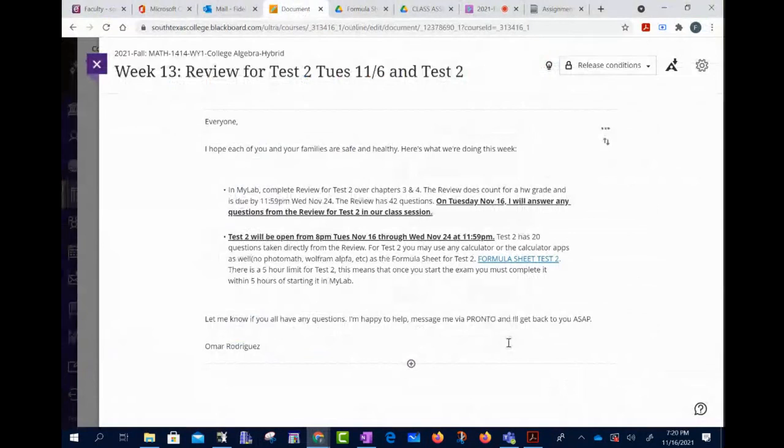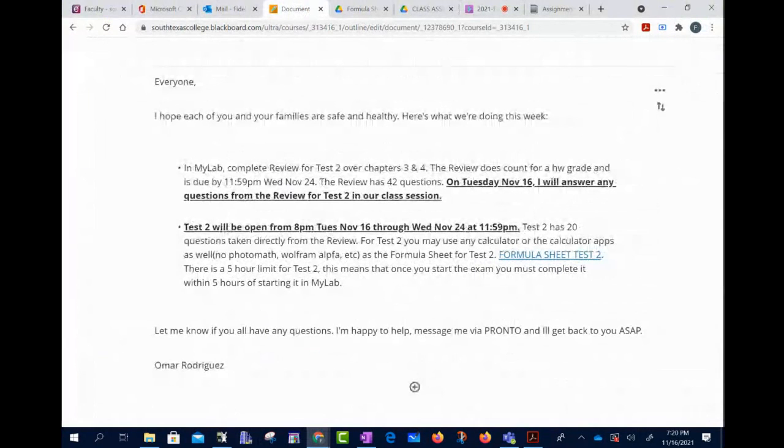Let me come back over here, y'all. So again, the test has 20 questions. Those 20 questions came directly from the review, okay? You can use your calculator. You can use the calculator app if that's what you're using, like on your phone or something like that. That's fine with me too. The formula sheet is right there.